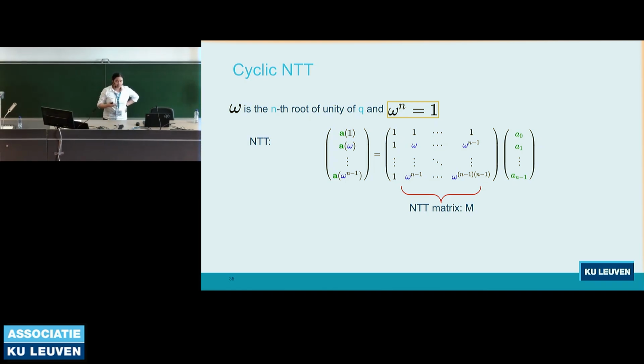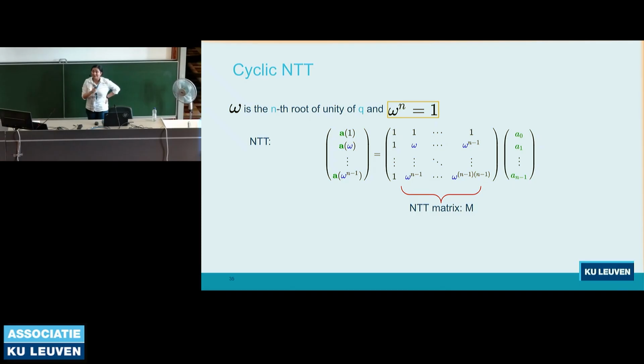When can I have an nth primitive root in ZQ? Yes, as n is a power of 2, I need q to be prime. And that does not always happen. So to use NTT, we would require that, and that is the constraint.